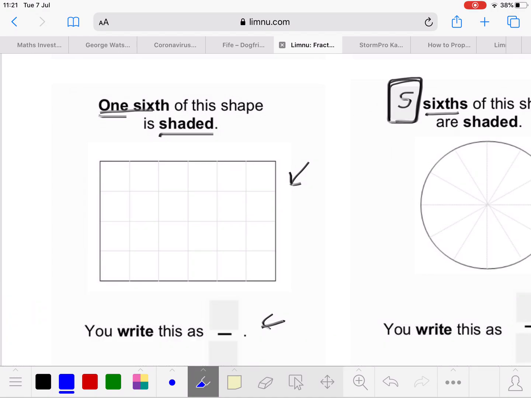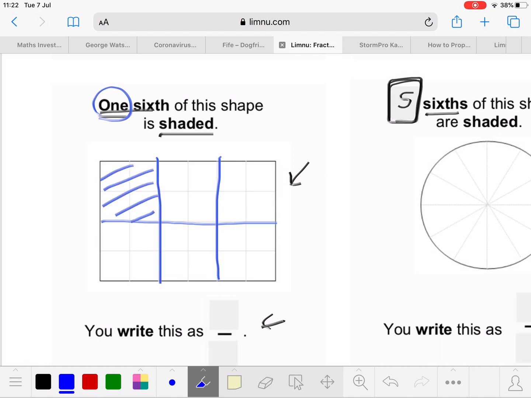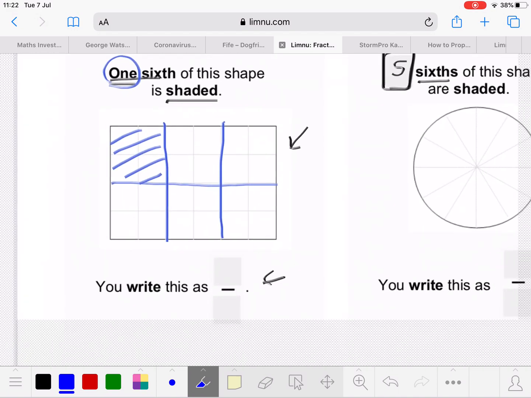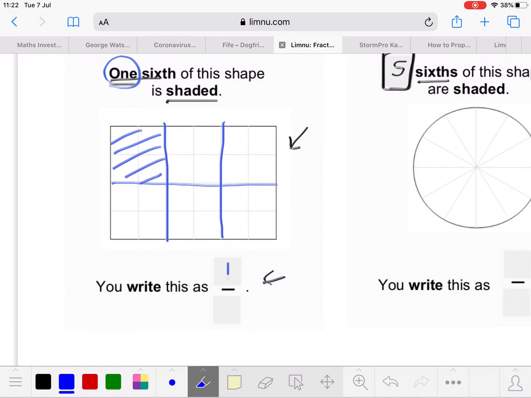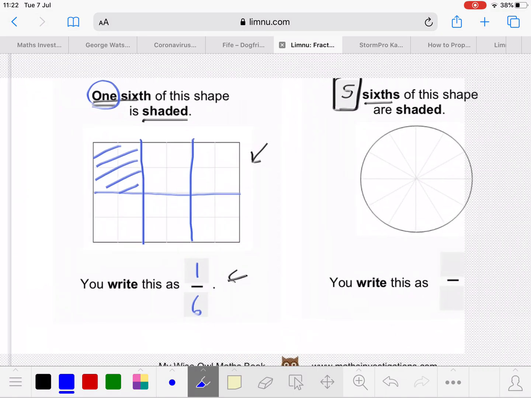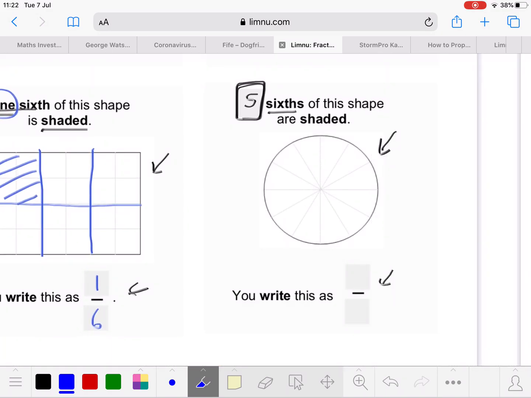Here we've got another rectangle. So again, we want to make sixths. This time I'm going to split it in half this way and then split it down here to make 6 equal pieces. And one of these has to be shaded. I could shade that one in. You might have shaded a different one. And because it's 1/6, you would write this as 1/6.